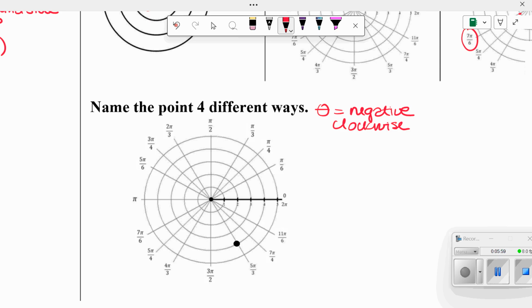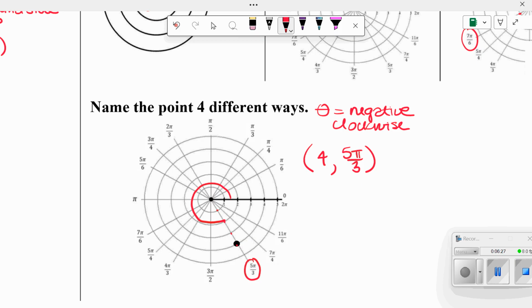So we're going to start off easy. Let's make everything positive to begin with. So the first thing we want to do is to find out what our R value is. So we went out 1, 2, 3, 4. So our R value would be a positive 4. And then we want to figure out what angle we went to. So we went out to 5 pi over 3. So the first way that we can talk about this point would be 4 comma 5 pi over 3.